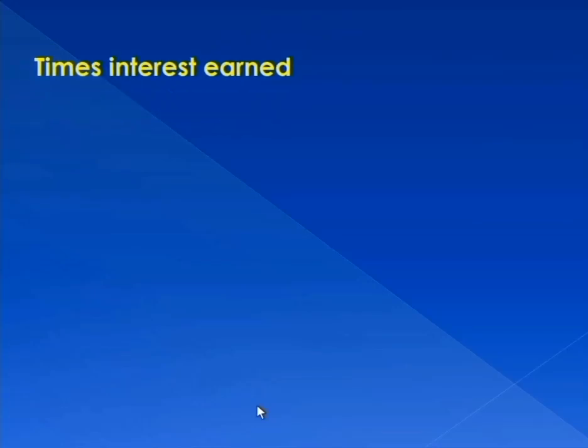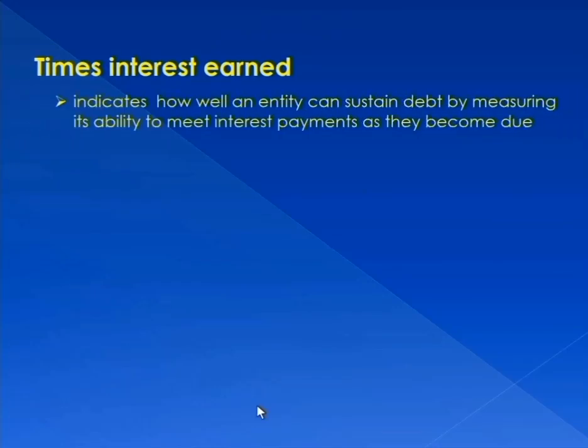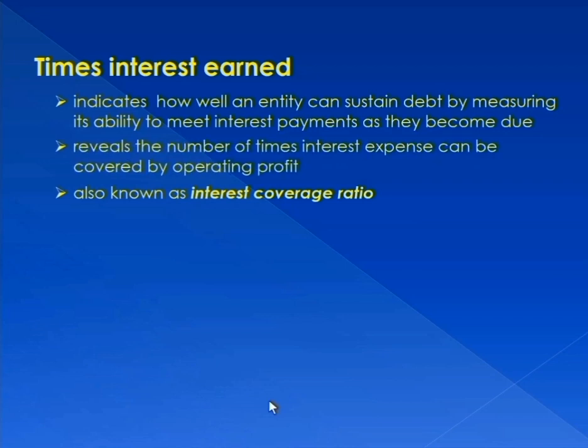Times interest earned indicates how well an entity can sustain debt by measuring its ability to meet interest payments as they become due. Also known as interest coverage ratio, it reveals the number of times interest can be covered by operating profit. This is a solvency ratio. Remember, solvency is the availability of cash over the long term to meet maturing obligations such as interest. The higher the interest earned ratio, the better able the entity is to fulfill its interest obligations.